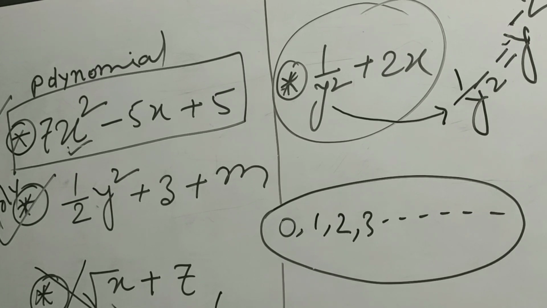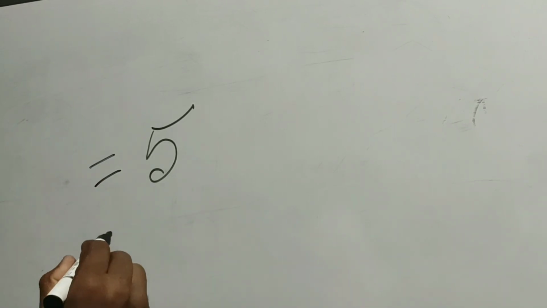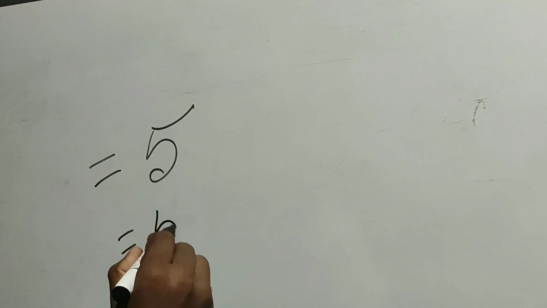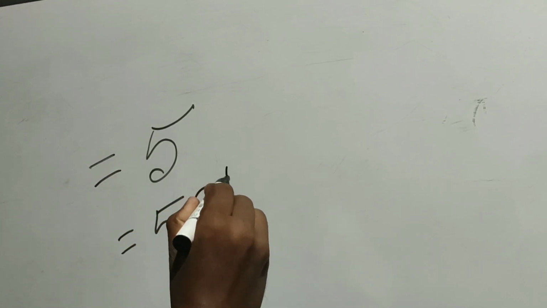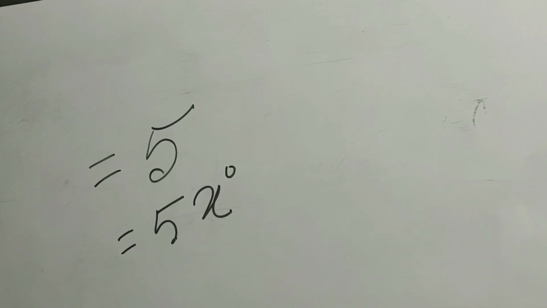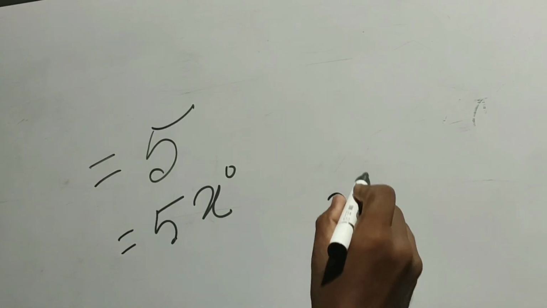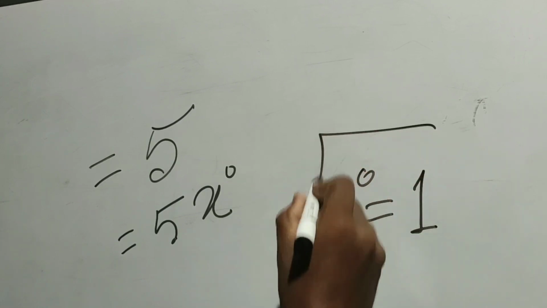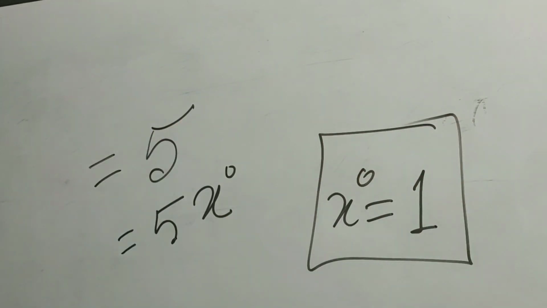Now another example. I want to write a constant term 5. My question is, is it a polynomial? Yes, it is also a polynomial because we can write 5 in this way: 5 into x to the power 0. As you know, x to the power 0 is equal to 1.